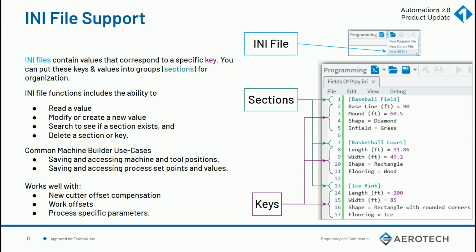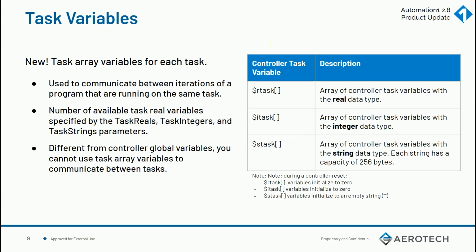Looking at the images on the right, you can see that you can actually open an I file inside of the programming module inside of the Develop workspace in Automation1 Studio. Doing so enables a feature-rich text editor that colors your different sections and keys differently to quickly view and access information visually inside of the programming module. It's a very nice user experience for I files that has been released in 2.8.